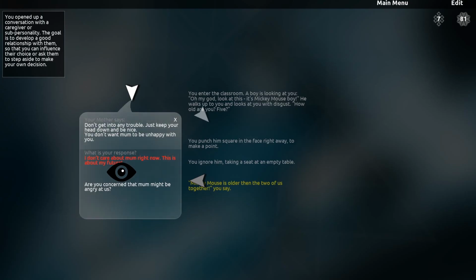Let's see what this part has to say. This is your inner mother. You have integrated how she would think about this. She's saying, don't get into any trouble. Just keep your head down and be nice. You don't want mom to be unhappy with you.